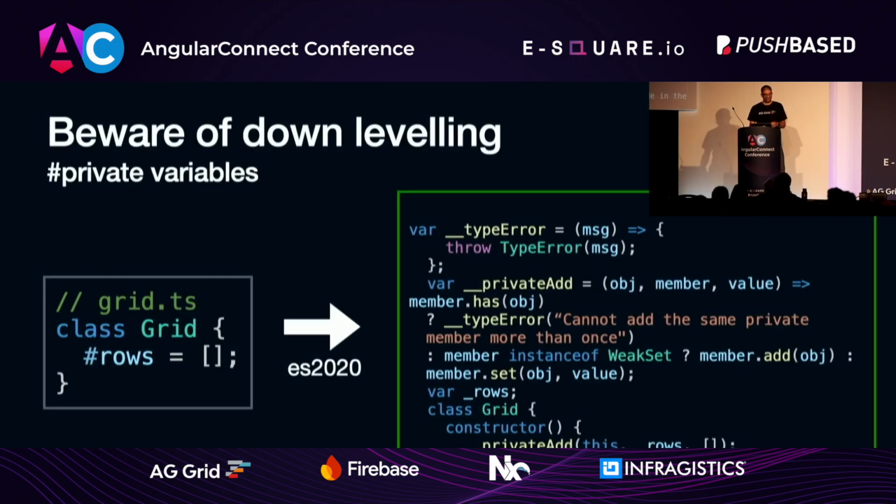But you need to beware of downleveling. So private variables are supported in ES2022. If your code is using them and then being downleveled to ES2020, it's going to have to polyfill them. And not only is this code less performant, it's also actually going to result in a bigger bundle size. So you're actually going to be working against yourself. So make sure you're targeting ES2022 at least.